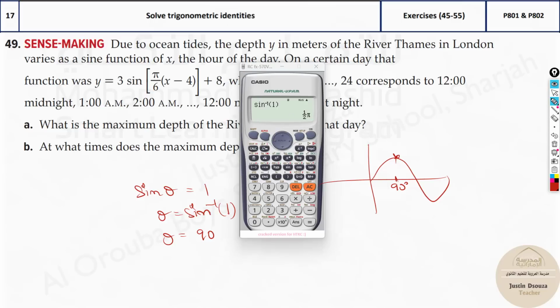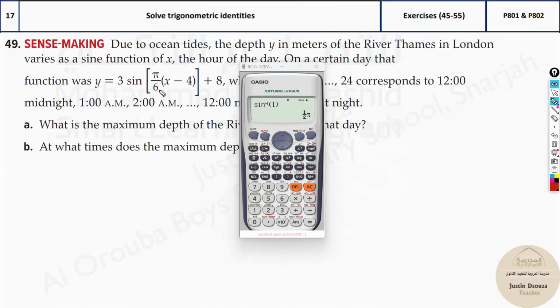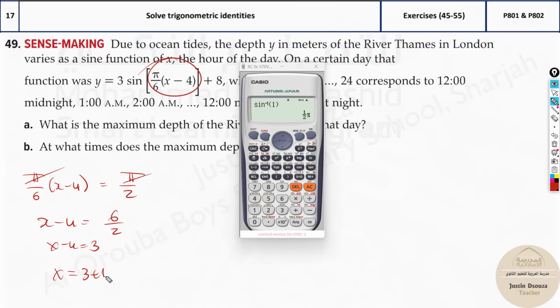So this made our job very easy. Why? Because now I can just tell this part, pi by 6 times x minus 4 must be equal to pi by 2 or half pi. Why? Because that time it's maximum. Now just solve it. Pi cancels. Take the 6 to the other side. x minus 4 is equal to 6 by 2. x minus 4 is equal to 3. 4 goes to the other side. It is x is equal to 3 plus 4. That is 7. So at x is equal to 7, it is maximum.